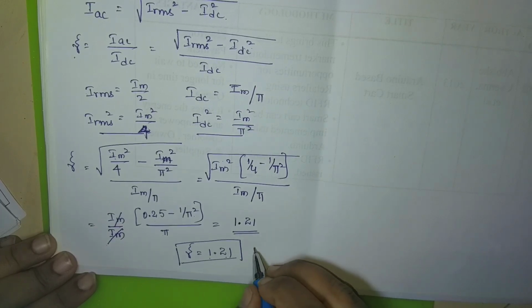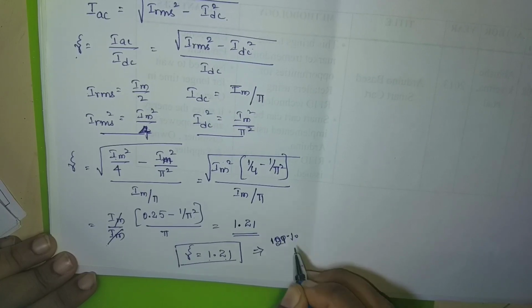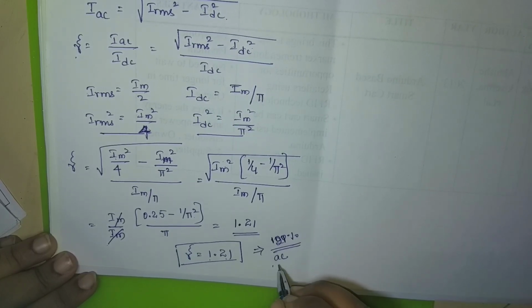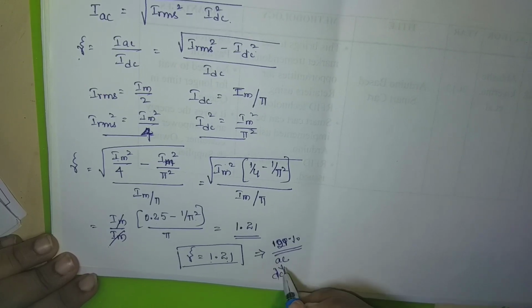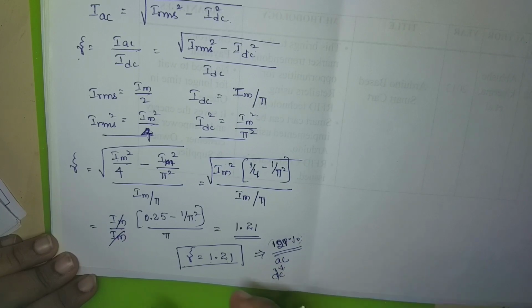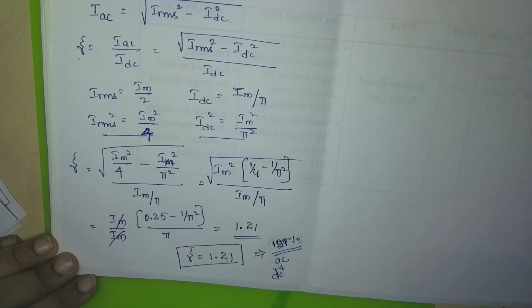It means that we can say that there is more than 100%, that is 121% of AC in the given DC component. In the DC component, you have 121% of AC. That is the significance of ripple factor.